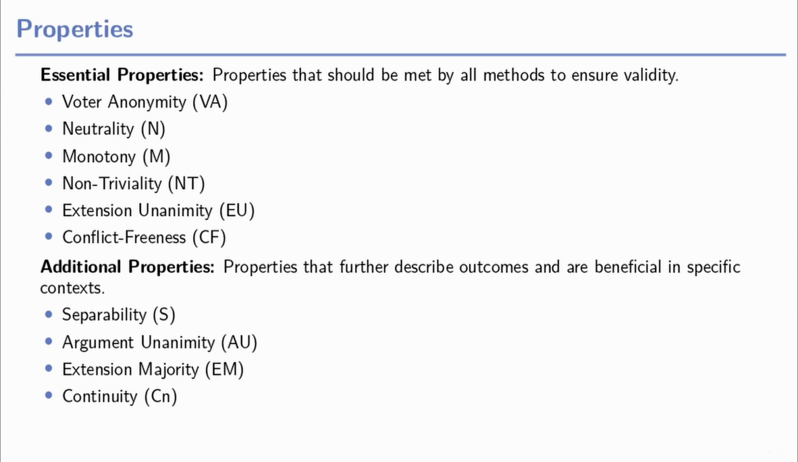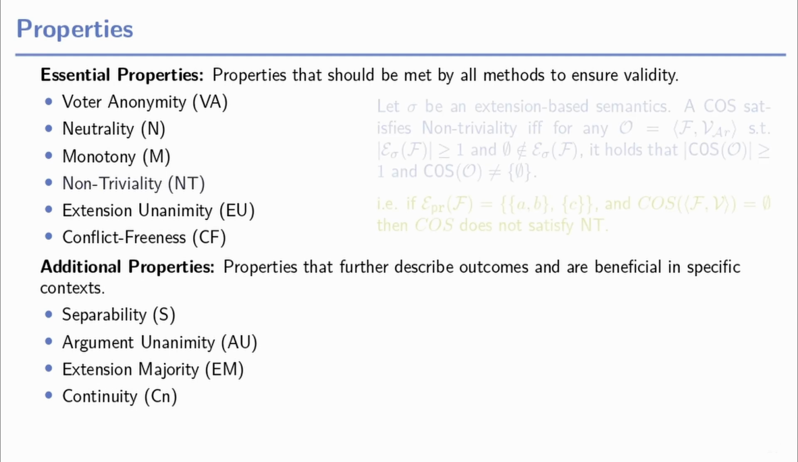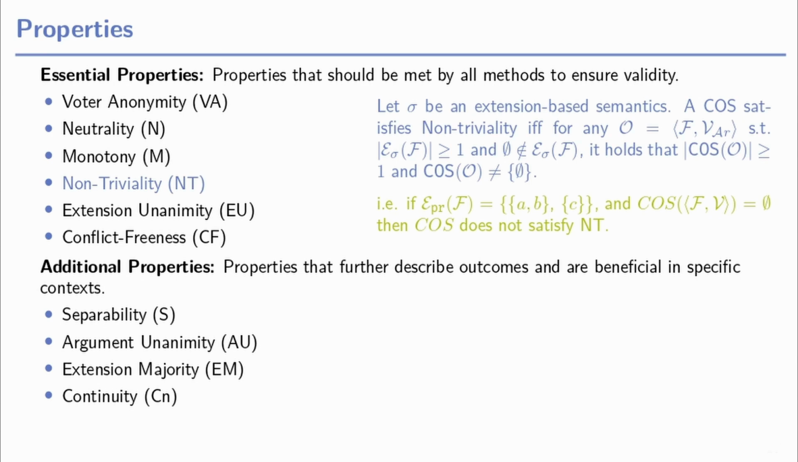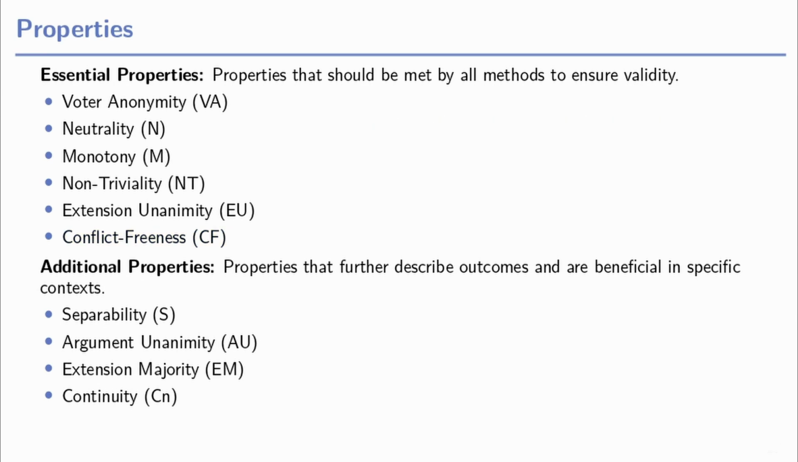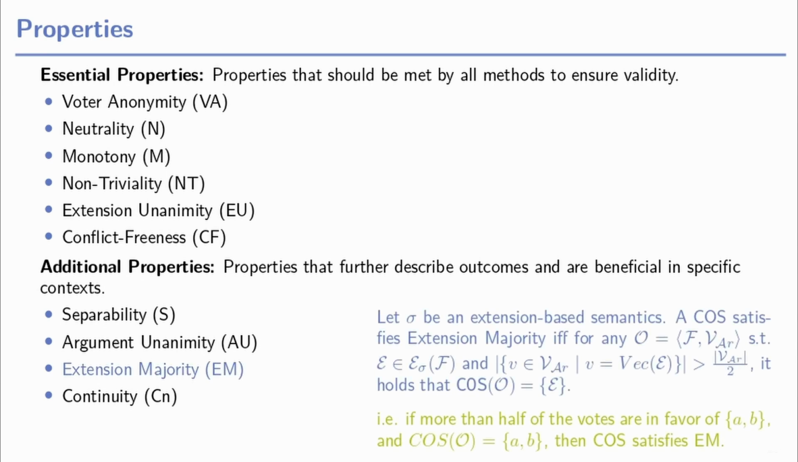We propose a list of 10 properties we divide into essential properties and additional properties. The essential properties all of the methods should abide by. This includes properties like non-triviality, where if we apply a semantics on an AF and we obtain a non-empty solution, this means that the aggregation should also give a non-empty solution. Or conflict-freeness, where if 2 arguments attack themselves in the original AF, these 2 arguments should not be accepted together. And the additional properties are properties that are not necessary, but they describe the type of vote. For example, extension majority could be associated with utilitarian methods of vote.